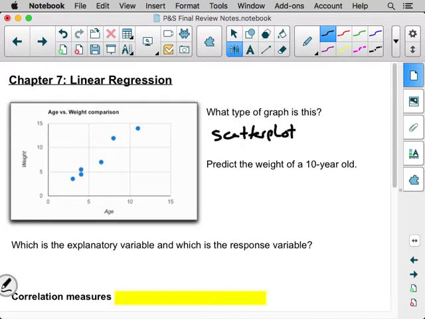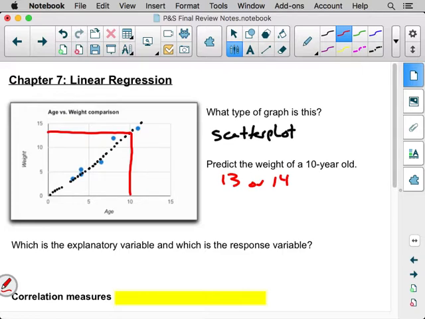Now, also predicting the weight of a 10-year-old. All right, so here, if I were to draw a line through all this data, that would probably be a good measurement for my line of best fit, something like that. If I want to make a prediction about a 10-year-old, well, I'm saying what? Probably between 13 or 14. Right? One of those would be a good estimate.